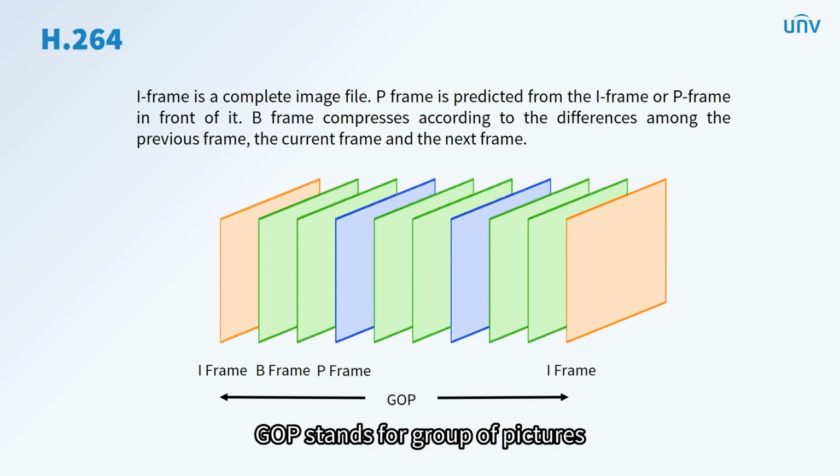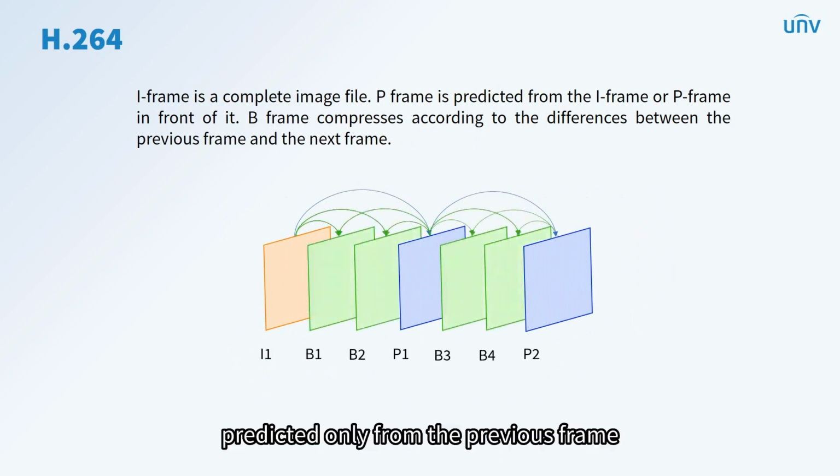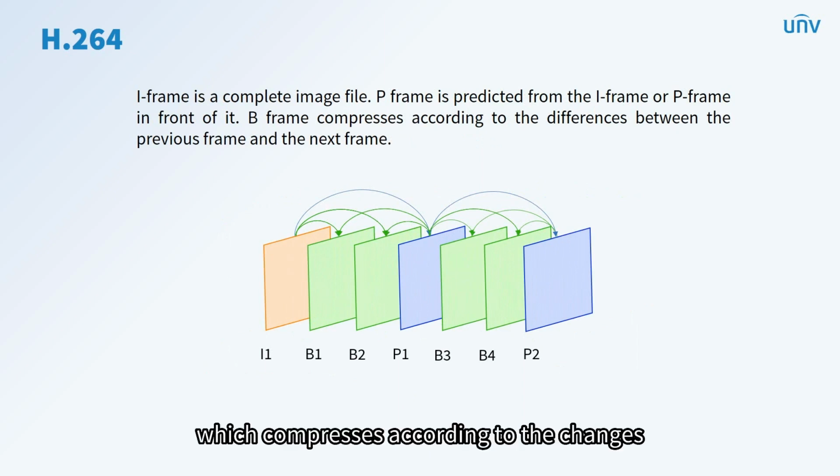GOP stands for Group of Pictures. It starts with an I-frame, includes B-frames and P-frames, and ends up with the second I-frame. P-frame is unidirectional, predicted only from the previous frame. And B-frame is bidirectional, which compresses according to the changes between the previous frame and the next frame.